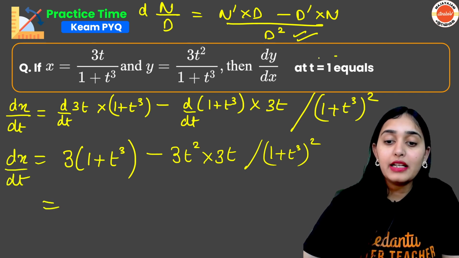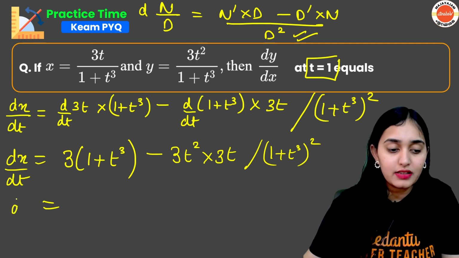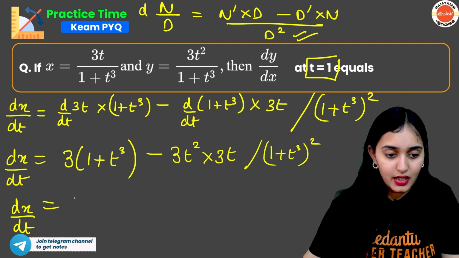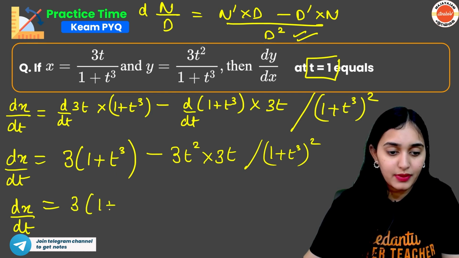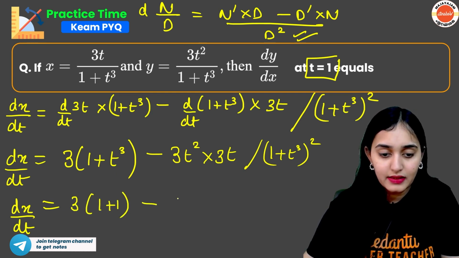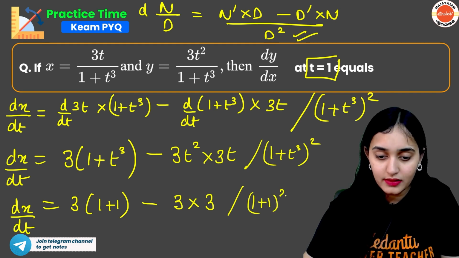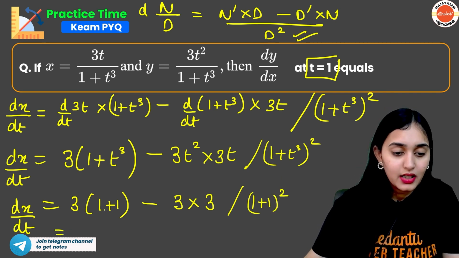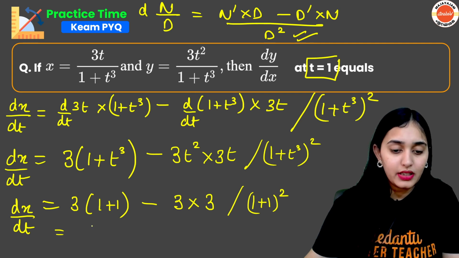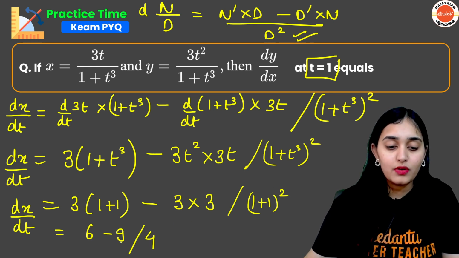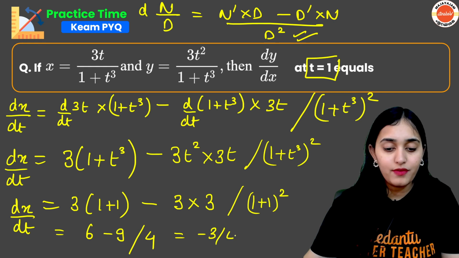Put t is equal to 1. So dx upon dt is 3 into (1 plus 1) minus 3 into 3, whole divided by (1 plus 1) whole square. So we get 1 plus 1 is 2, 2 3s are 6, 6 minus 9, divided by 1 plus 1 is 2, 2 square is 4. So we get minus 3 by 4.